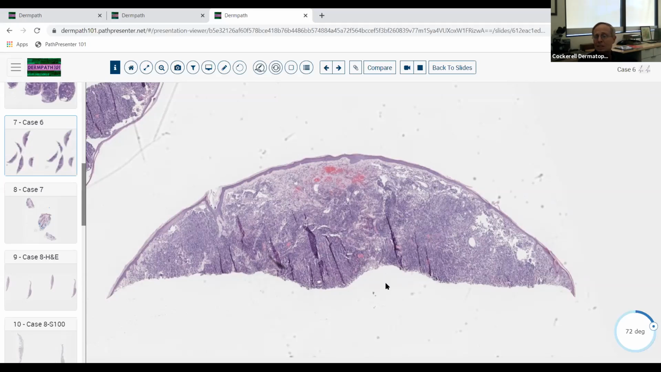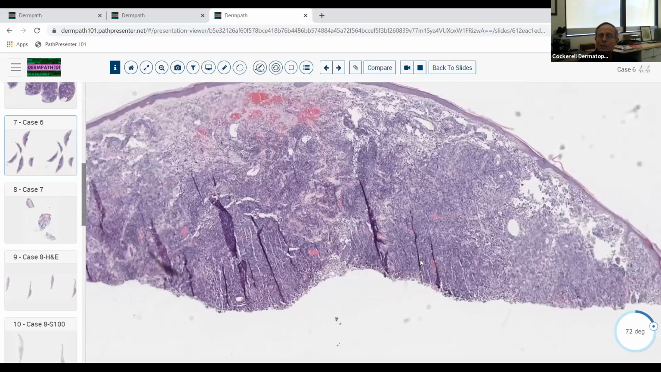So we can't assess size. We get a little bit of a question of symmetry, breadth, size, symmetry, circumscription. We really can't tell much about that. It certainly goes to the bottom of the side. So we're kind of hamstrung a little bit here. So we're going to have to use ancillary features. We're going to have to look at higher magnification.